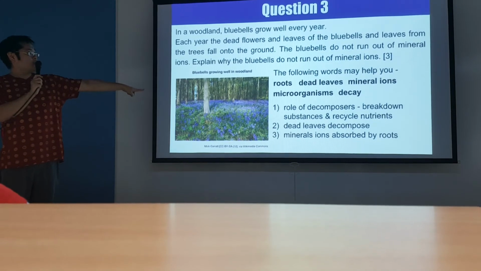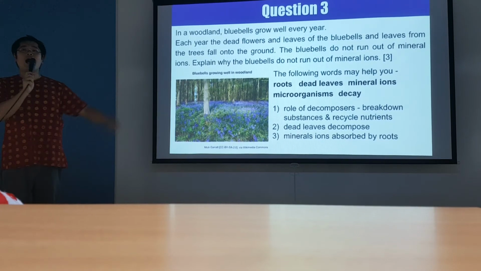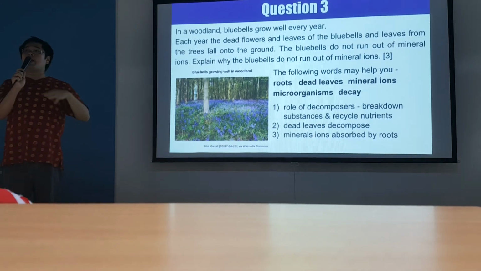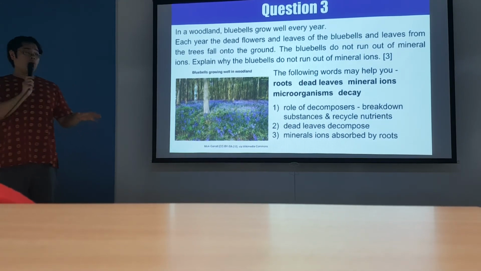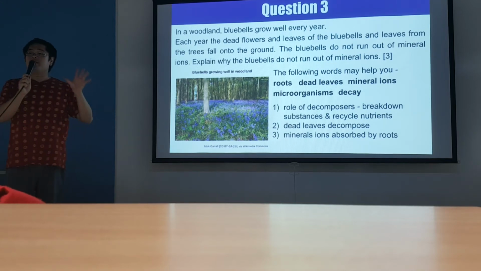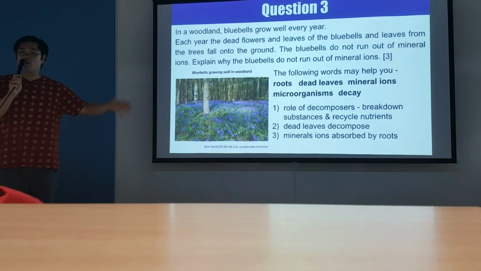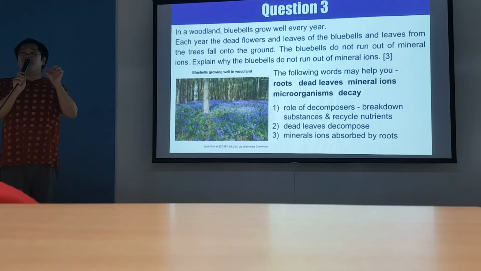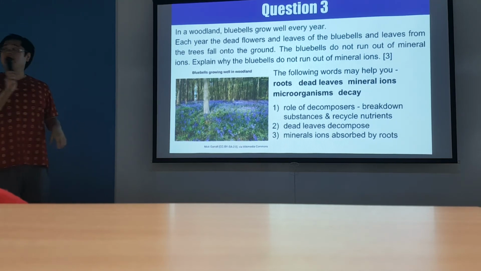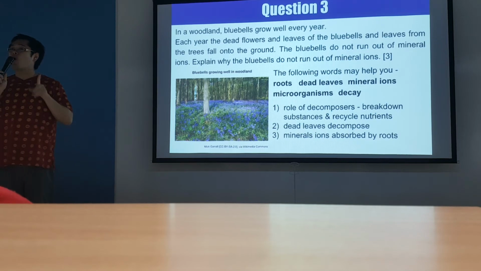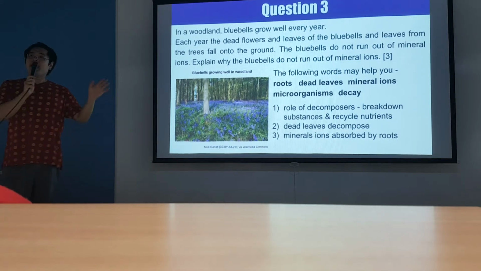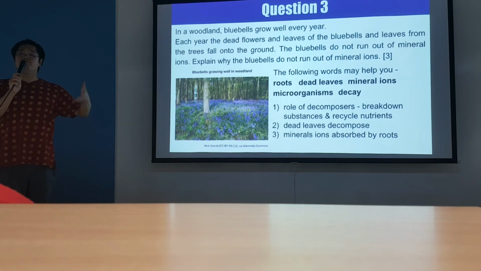Number 3, now this is the important one because they are asking you for mineral ions. So mineral ions here are needed by plants to actually grow. What's most important here is that the mineral ions have already been broken down. And of course, when you talk about ions, it needs to be water as well. It will be absorbed by the roots. And then you can add in furthermore, hence, that's why they don't run out of mineral ions.